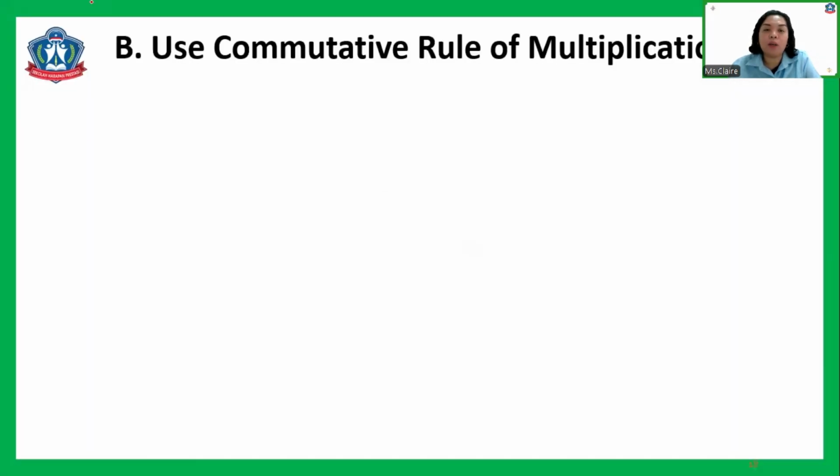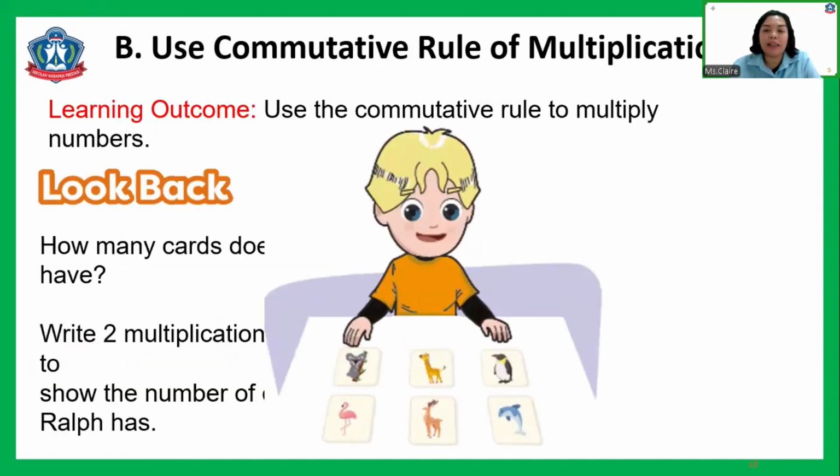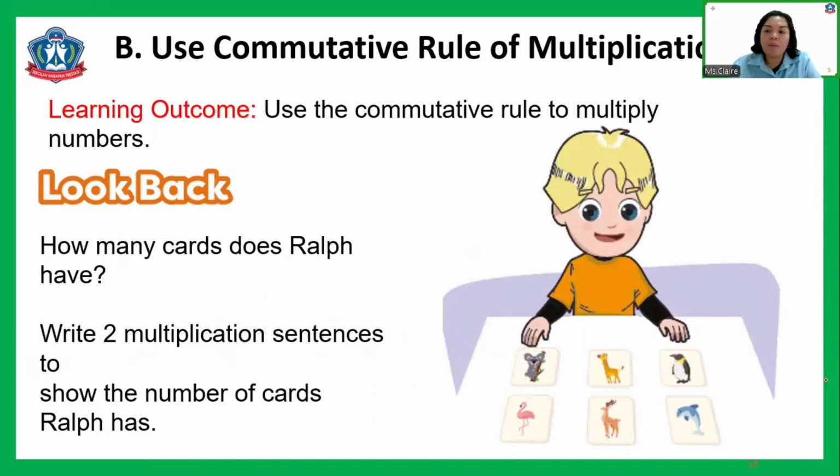Have you heard the word commutative rule of multiplication? Okay, let's try here. How many cards does Ralph have? Okay, that is 6, right? So write 2 multiplication sentences to show the number of cards Ralph has. How are we going to find this? Two multiplication sentences. Okay, let's check.